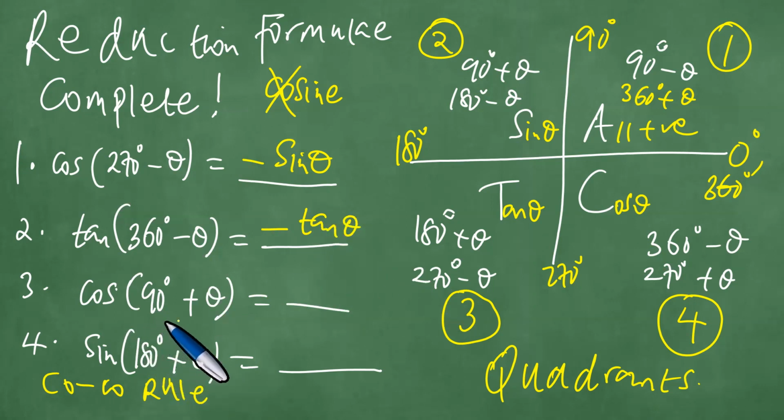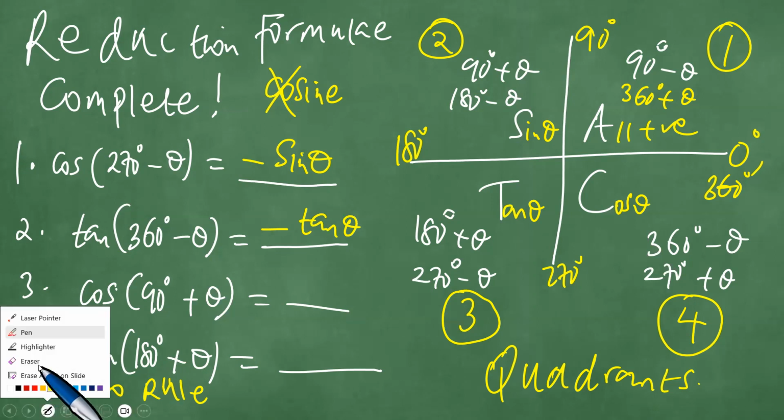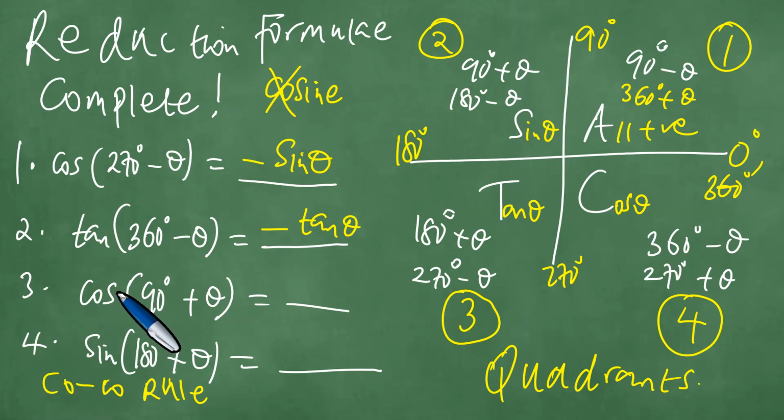If you're dealing with 90 degrees plus theta cosine, what's the answer? Cosine of 90 degrees plus theta, what is the answer? Anyone? This is being recorded, so you can watch it 100 times. Don't stress if you cannot copy everything now.